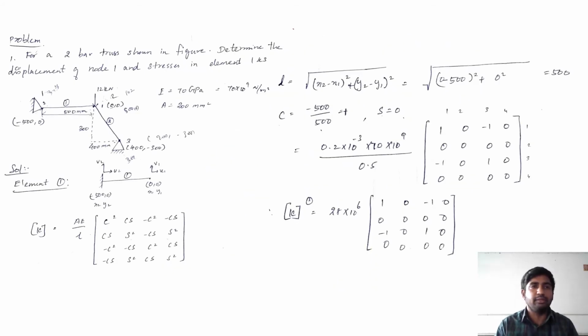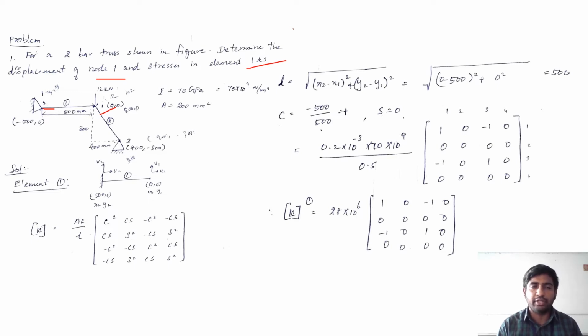Here the problem is for a two bar truss. Two bar means the truss is having only two bars, shown in the figure. Determine the displacement of node 1 and stresses in element 1 and 3. So here we have two bars, so the number of elements is 2 and we have three joints, so the number of nodes is 3. Here we can assume node 1, here node 2 and here node 3. Element 1 is between node 1 and node 2, element 2 is between 1 and 3.